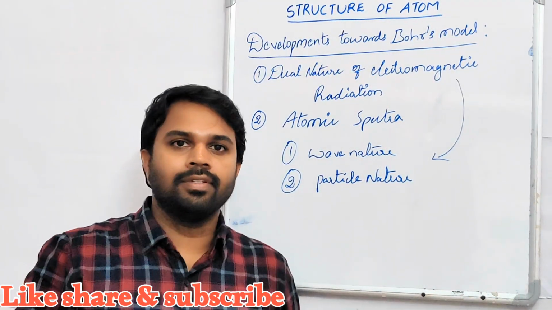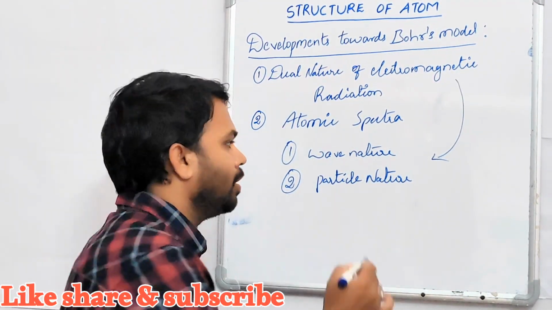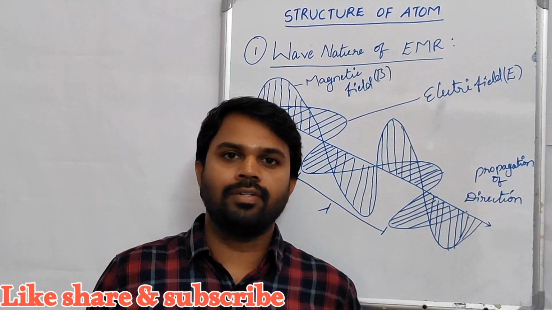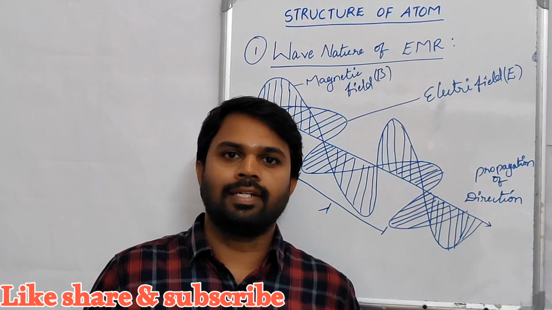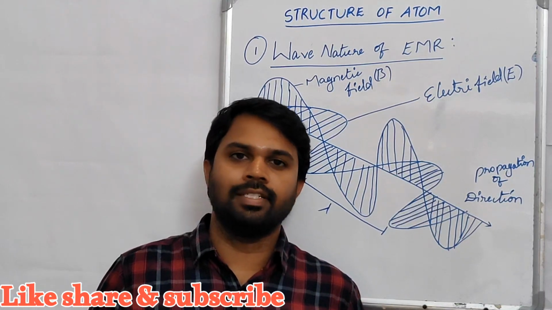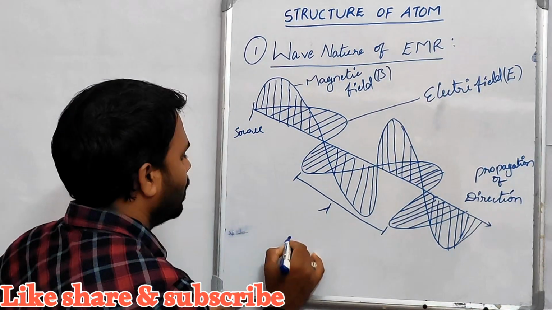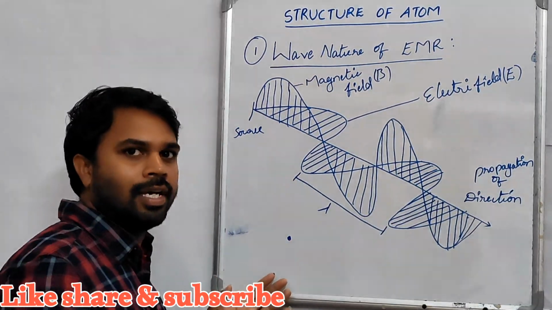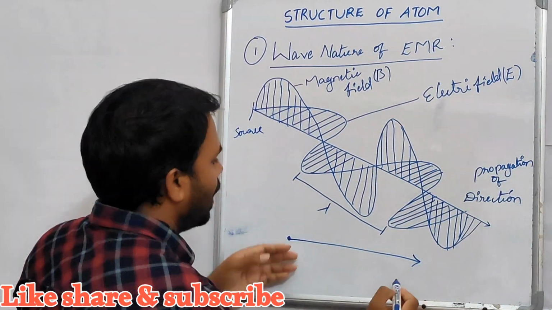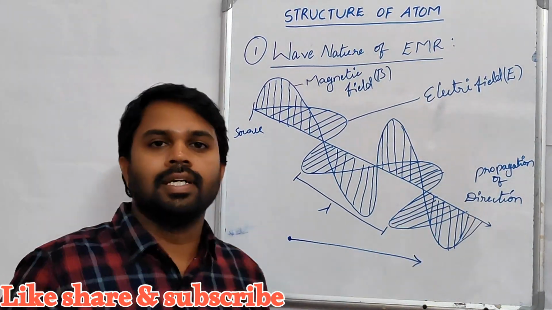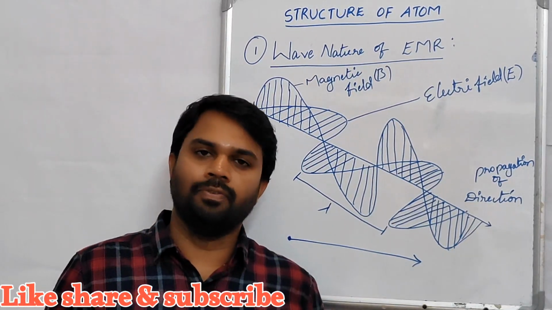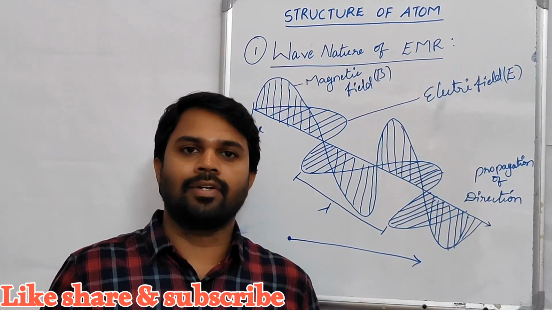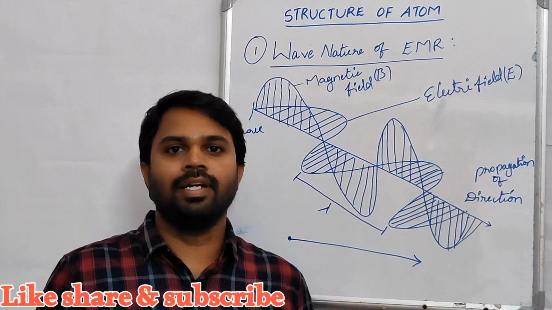Now we will start with wave nature of electromagnetic radiation. According to James Maxwell, when a charged particle moves under acceleration, electric field and magnetic fields are produced and transmitted. For example, this is a charged particle, whether electron or proton, moves under acceleration. It produces electric field and magnetic field. These fields are transmitted in the form of waves. These waves are called electromagnetic waves or electromagnetic radiation.